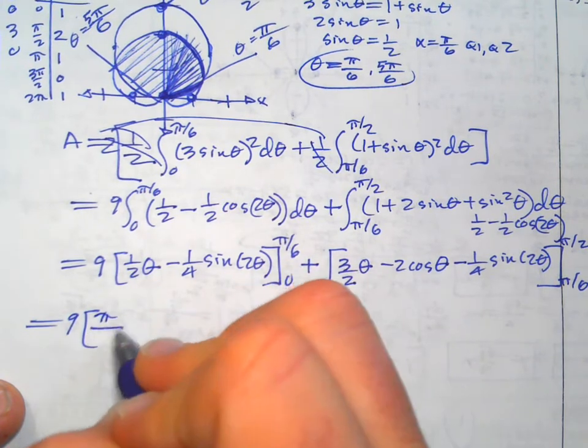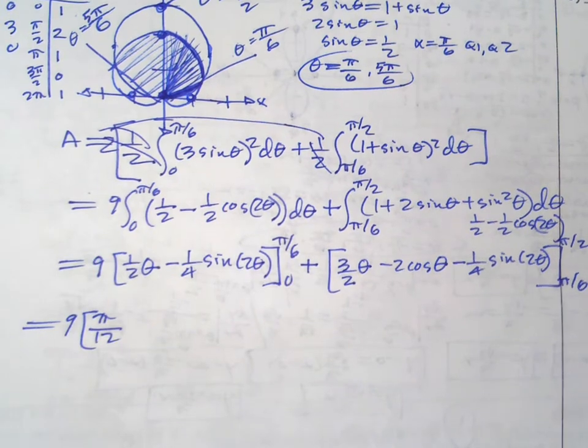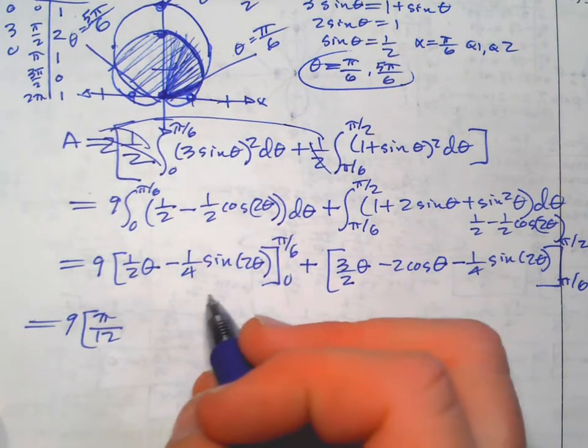Show your work. It's easy to make some little mistake. I got to be able to follow your work. I got to be able to see things.